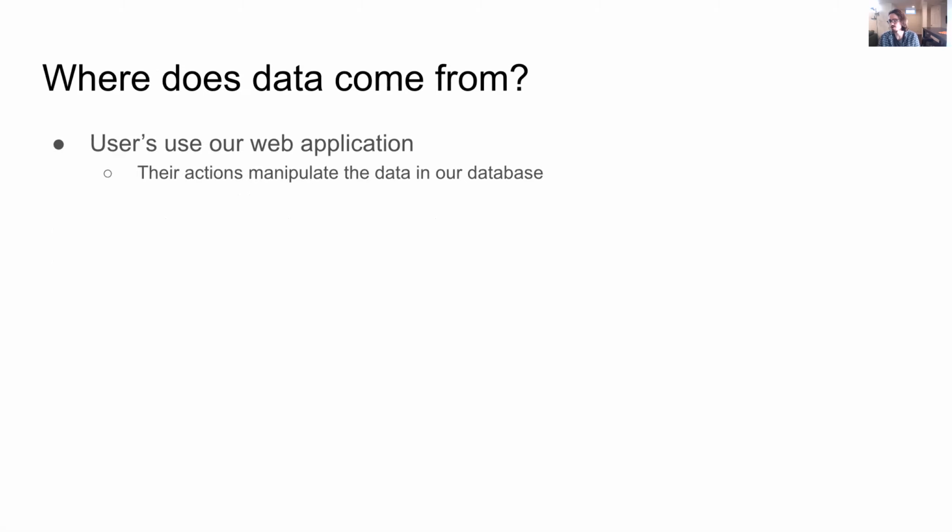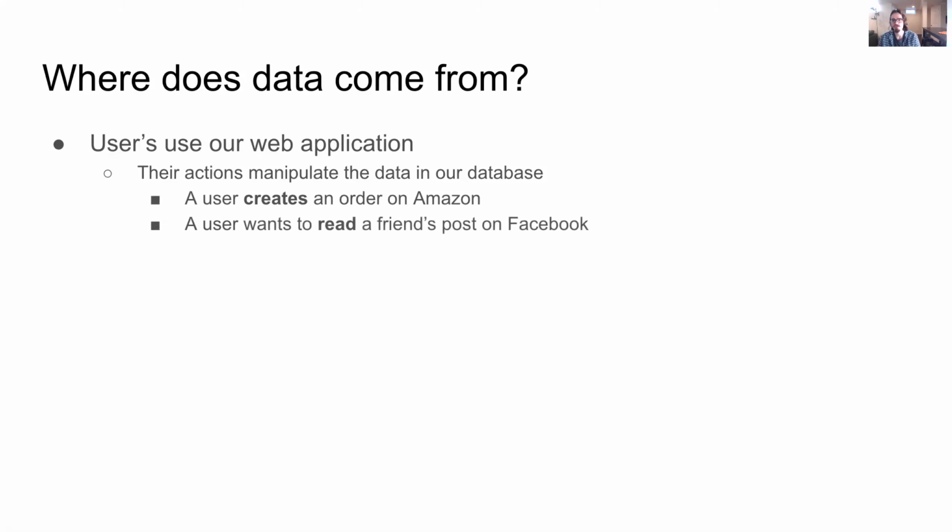Anytime you use a web application, you're almost always affecting something in the database. For instance, a user creates an order on Amazon. A user wants to read a friend's post on Facebook. A user updates their profile on GitHub. A user deletes a tweet on Twitter. All of our CRUD actions are things that the users are changing in the database.